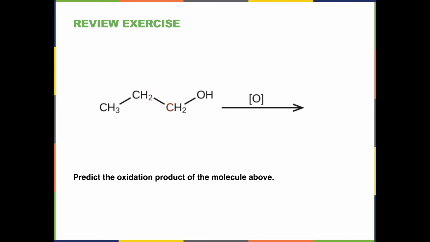Predict the oxidation product of this, the single oxidation product. You start out, again, you have 3 carbons, so this is propane, but it's an alcohol, so it's propanol with OL. You do a single oxidation, you'll drop this hydrogen and form a double bond here, and so it's going to be an aldehyde, propanal, and it'll look like that.